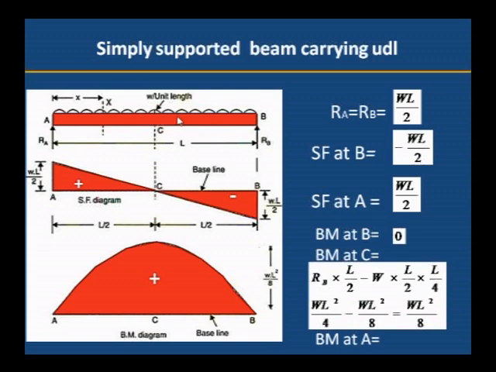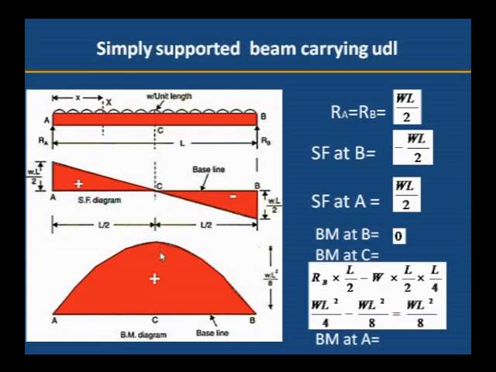L by 4 means this half portion of the load will act at the center. Center means L by 2 is the load acting, and half of that center is L by 4. So W into L by 2 into L by 4. Therefore, if we simplify this, we will get WL square by 8 is the moment at the C.